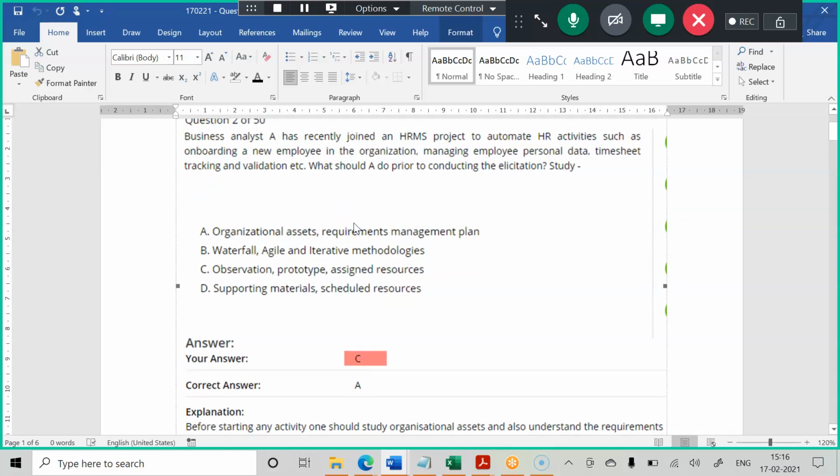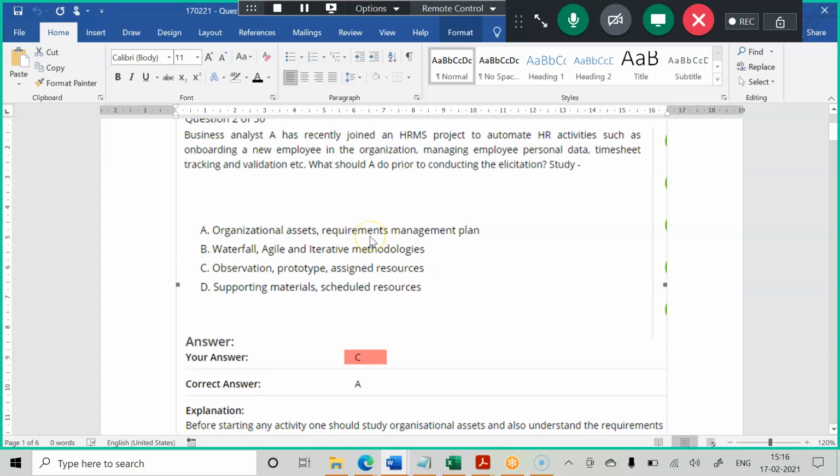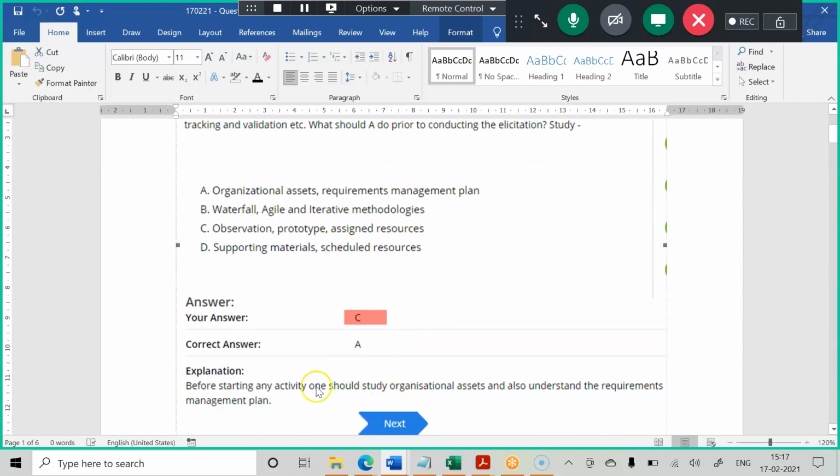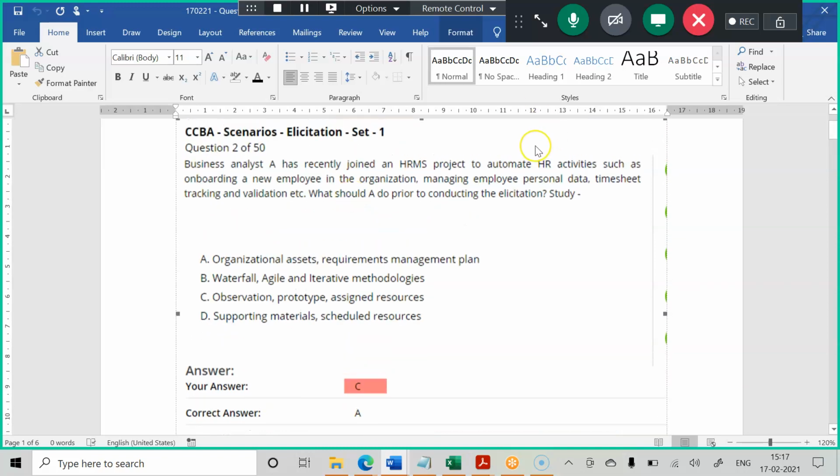You will see all the documents and all the templates stored somewhere. So organizational assets will be the main, and requirement management: how you are going to manage the plan. You have decided that in the planning. So you will take those things into account before you start conducting the elicitation.